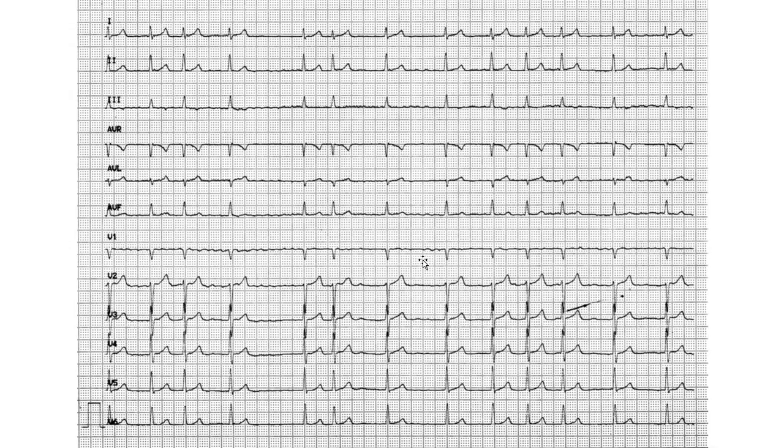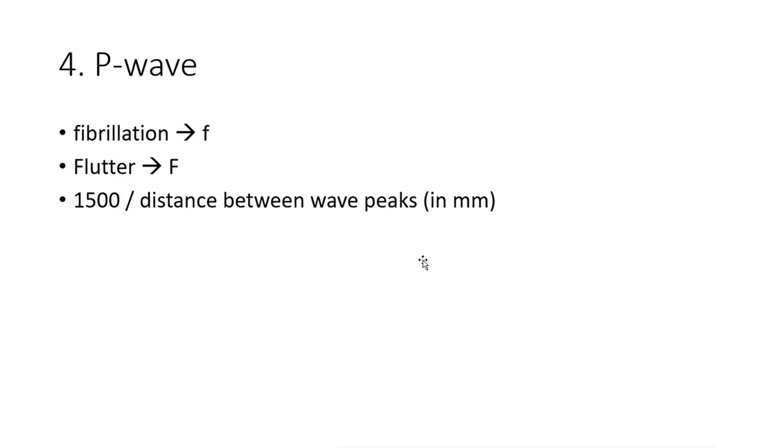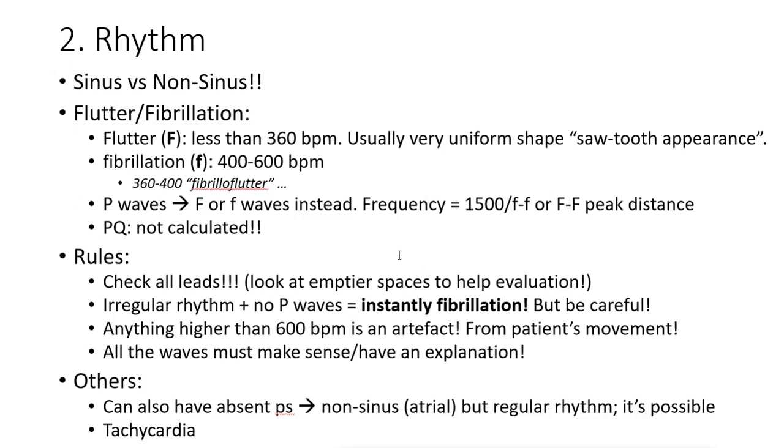Okay, we'll get to more examples. I don't want any spoilers, but that's the main idea. Flutter is more sawtooth and more uniform, while fibrillation is more chaotic. That was just to help you get the idea behind them. But what is the actual definitive way to differentiate between a flutter and a fibrillation?